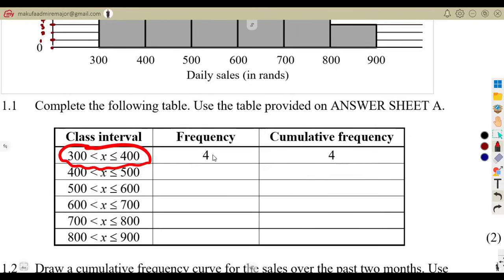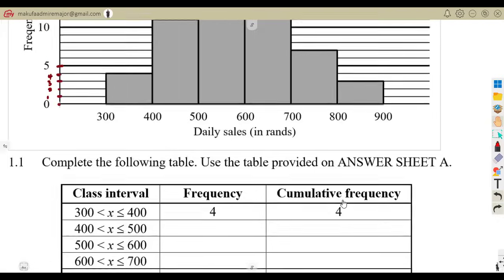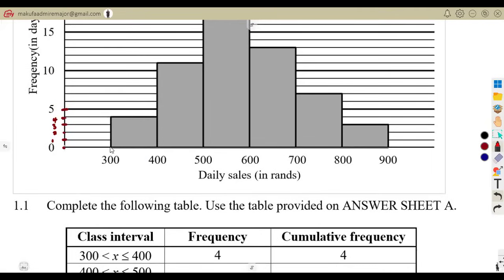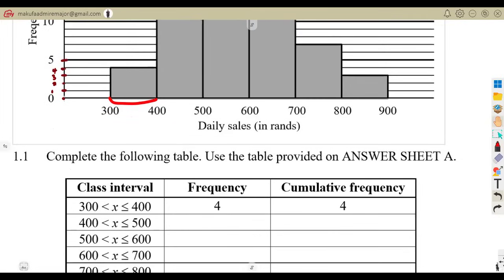We are given an example from 300 to 400. The frequency there is 4. Is it exactly what we see on our diagram? From 300 to 400, the frequency there is 4. This line corresponds exactly to 4. This is what we see. So you're supposed to maintain your answer in the same manner and fill in our table in the same manner.